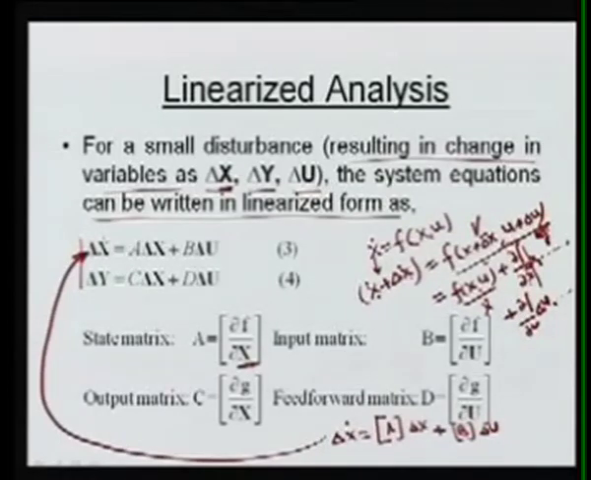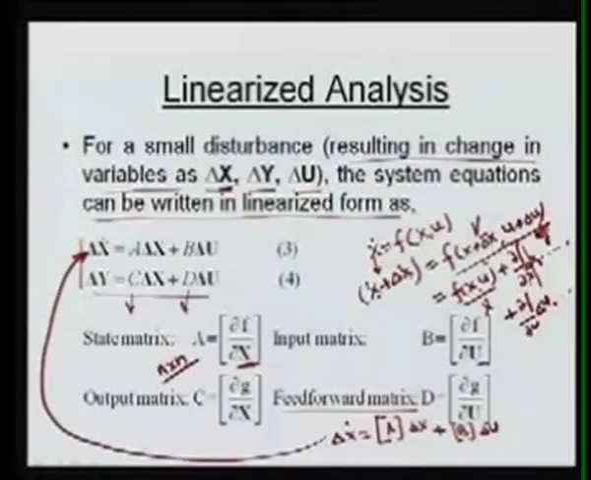So this A is called the state matrix. The order of this matrix is n cross n, where n is the number of state variables. Similarly, B is the partial derivative of the function f with respect to the input vector, and similarly the output y can also be linearized, and we can write this linear function, where C is the output matrix and D is the feed forward matrix. Now this information is very useful. Why this A is square, you can now understand.